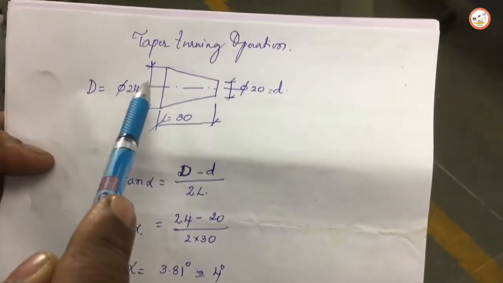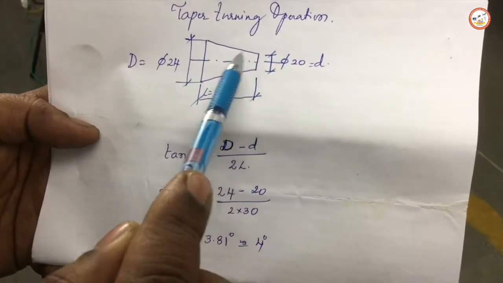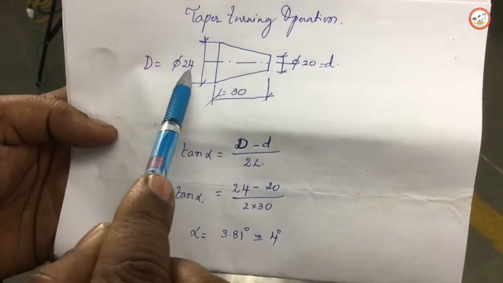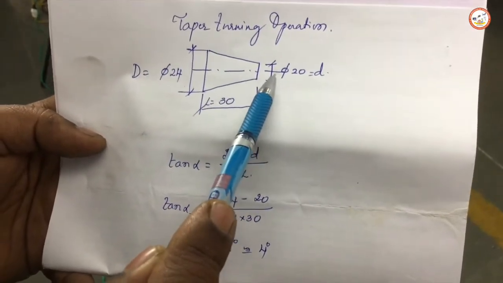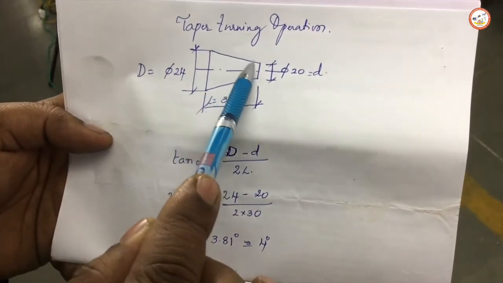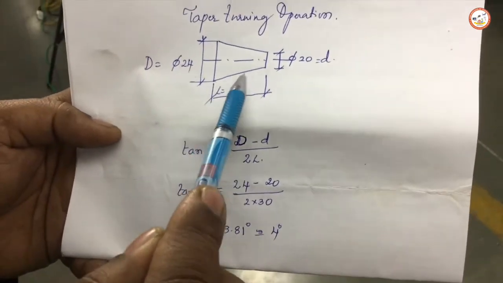Before that, please understand that the diametrical reduction uniformly from one end to the other is called taper turning. You can observe here one end of the diameter is 24, the other end is 20. Gradually there is a uniform reduction in diameter. To do this operation, we call it the taper turning operation.